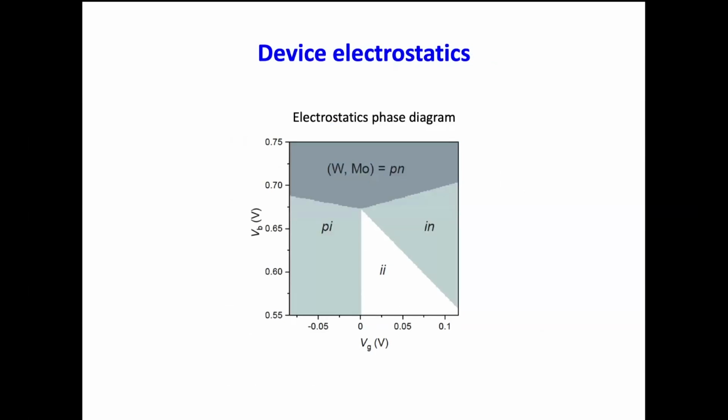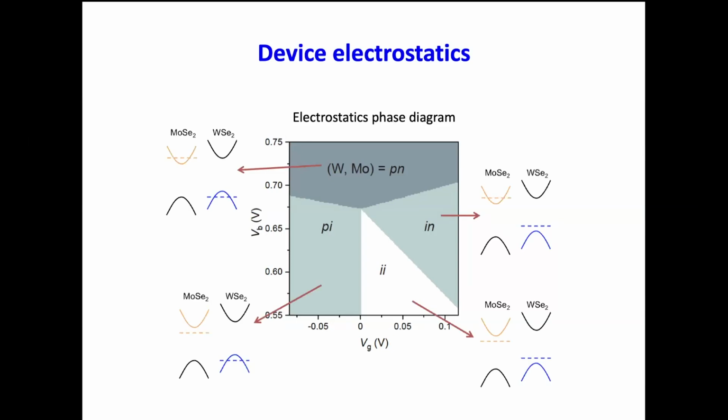Okay, so you can actually simulate the electrostatic phase diagram with this setup. And this is the electrostatic phase diagram labeled by PI, II, IN, PN, which I'm going to explain. This is the band edge of the hole layer. This is the band edge of the electron layer. The hole layer stays straight here because the hole layer is grounded. We only apply the voltage to the electron layer. Okay. So these 4 different regions, what are they?